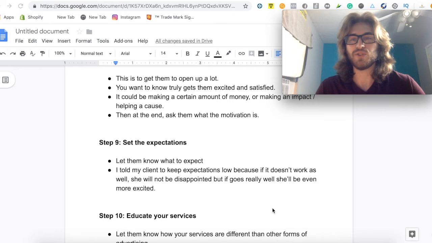And step 9, you just want to set the expectations. You want to let them know what to expect. Since I sold Facebook ads to my client, I basically let her know that it may take 2 to 3 months for you to see really good results. Most results don't come super quickly. Yes, you may see some small wins, but to find your perfect campaign, your perfect audience, and your winning ad set, it may take like 2 to 3 months.